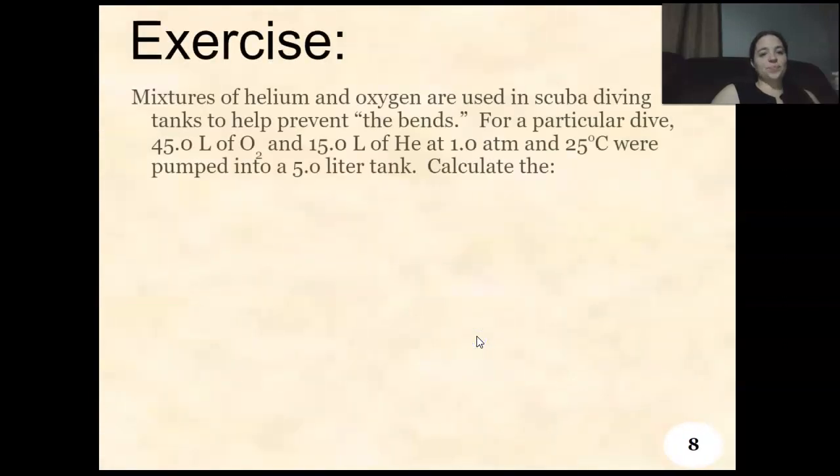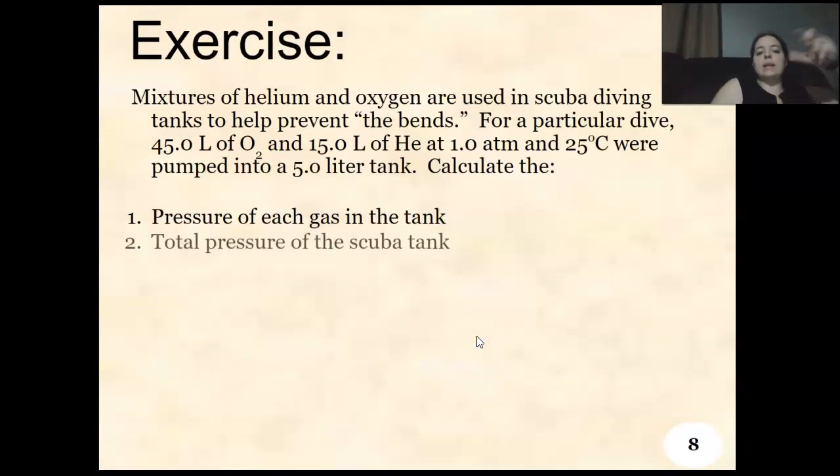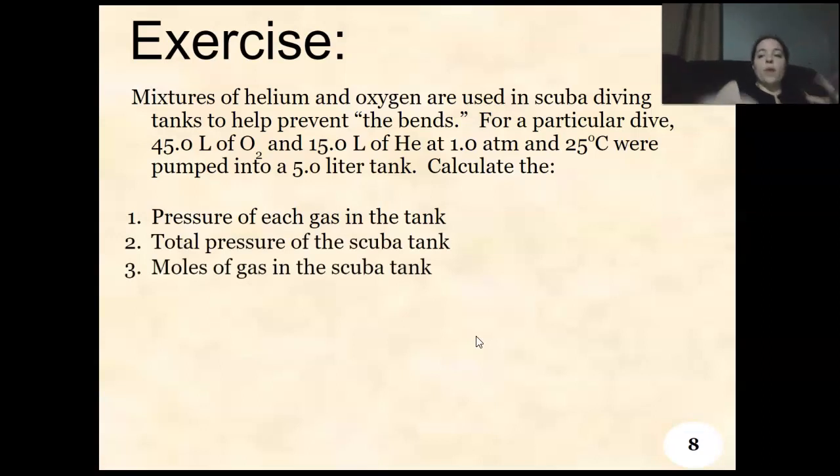All right, let's go a little bit more. So if I was to throw this into, say, Boyle's law, let's see if we can use Boyle's law along with partial pressures. A mixture of helium and oxygen is used in scuba diving tanks to help prevent the bends. Just a real thing about the bends.